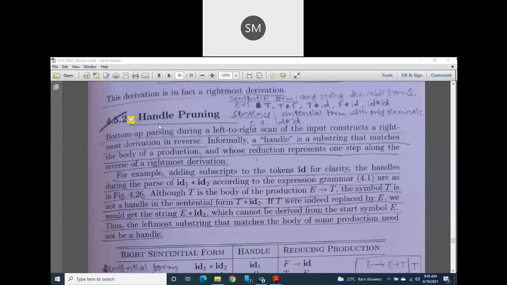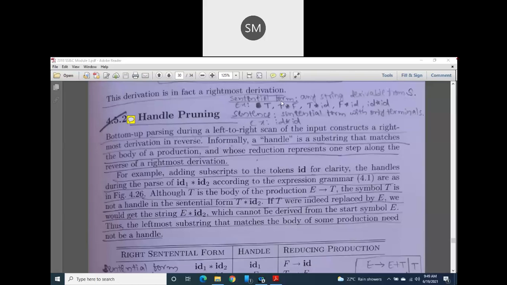So the next topic is handle pruning. Okay. So before going to this topic, I want to tell you two terms here. One is a sentential form, another term is a sentence. Because in this topic handle pruning, these two words are important. So you understand them here only. So what is a sentential form?